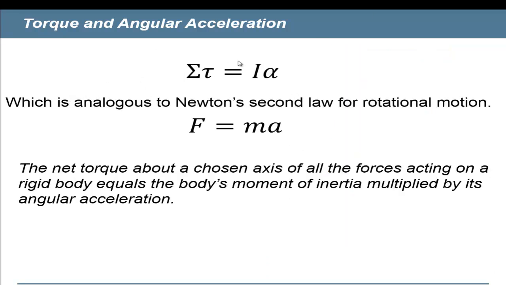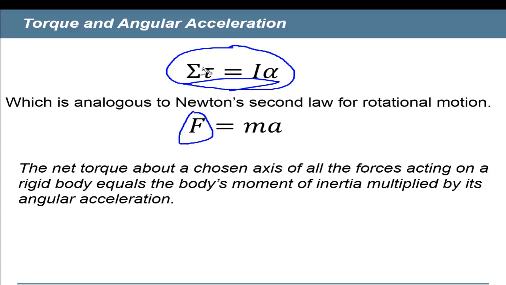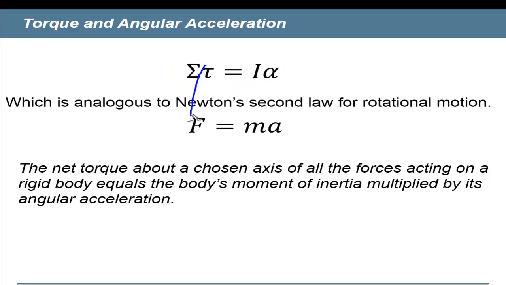And this is the summation of the torques, because it's the net torque that we're interested in for our angular acceleration, right? So the sum of torques is equal to the moment of inertia times the angular acceleration. This is analogous to Newton's second law for rotational motion. And this is F equals ma for rotational motion. We have a force that corresponds with a torque.